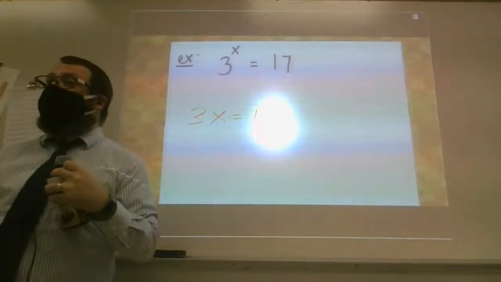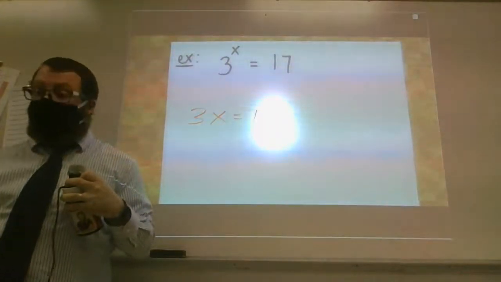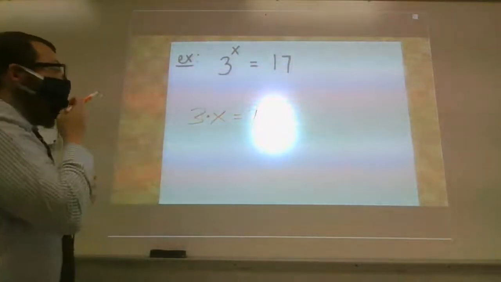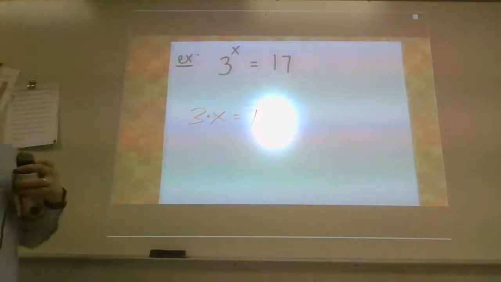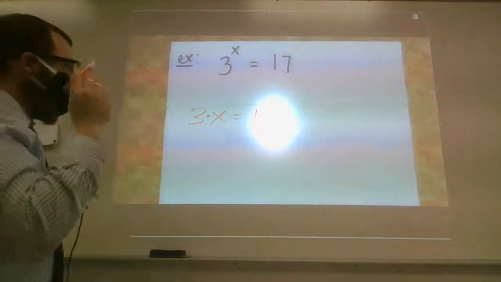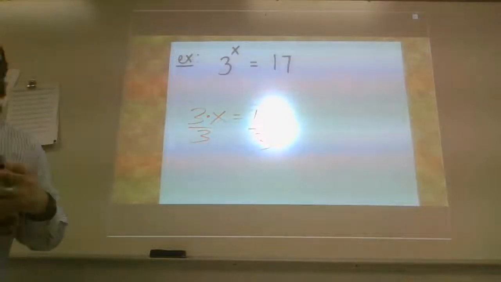How would I get x by itself? Why divide? Because it's multiplication. You would recognize the fact that it's 3 times x, and you would perform division because you know that they are inverse operations of each other. You would divide by 3, you would get the x by itself.